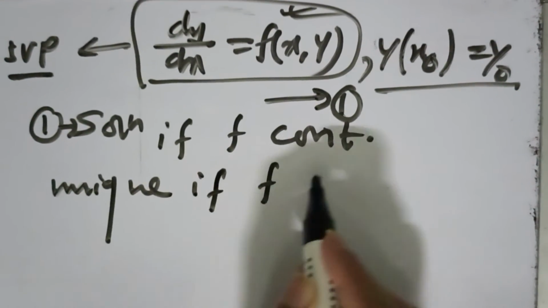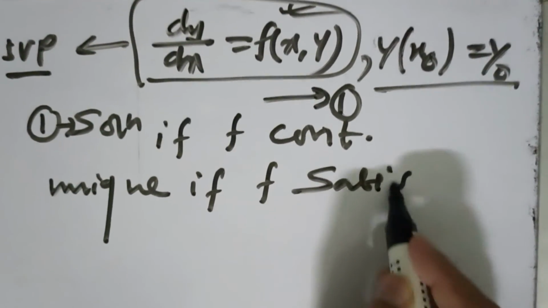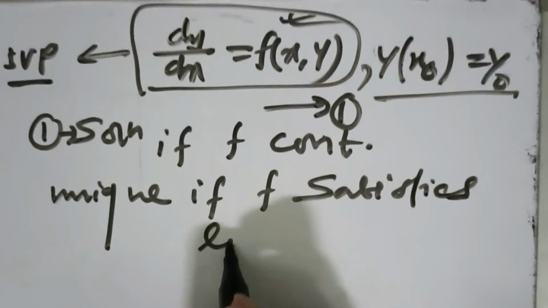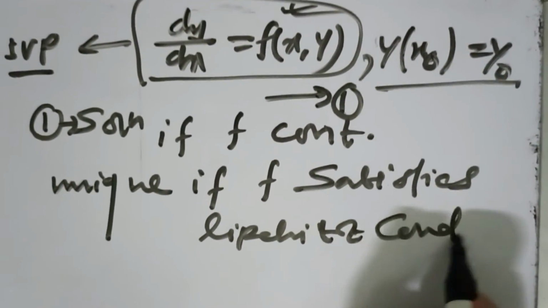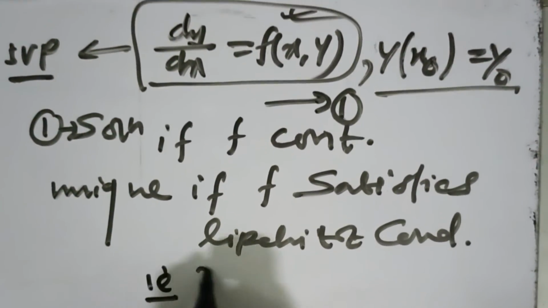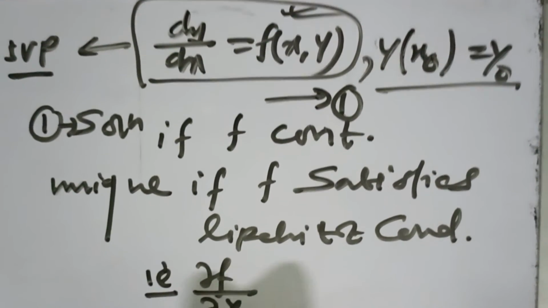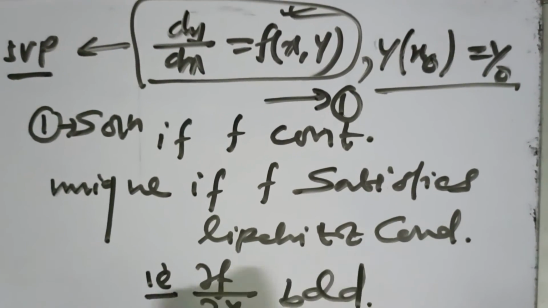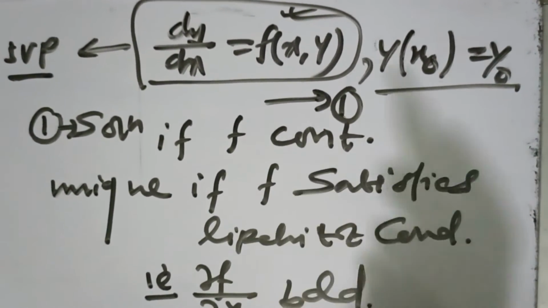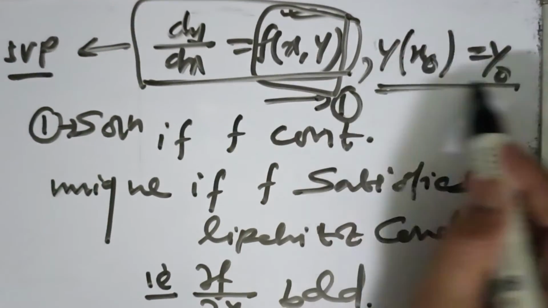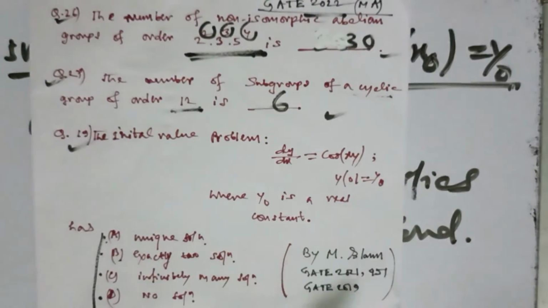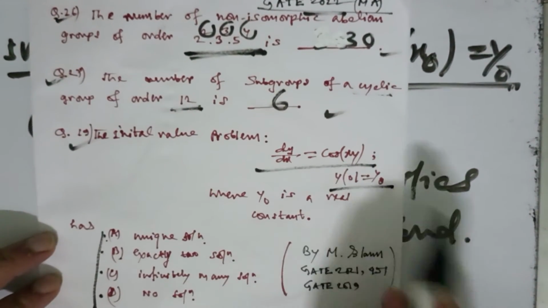if f satisfies the Lipschitz condition, or you can say that del f del y is bounded. If del f del y is bounded, then it automatically satisfies the Lipschitz condition. Then this initial value problem has a unique solution. Okay, so for this problem we have dy/dx is equal to cos xy and y(x0) equal to y0.